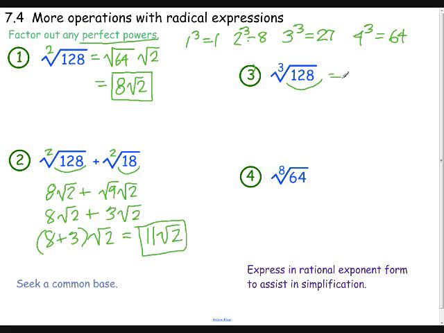We already know that 64 goes into this evenly. So we can say the 3rd root of 64 times the 3rd root of 2, which is equal to 4 cube root of 2. Beautiful. Let's look at this one.